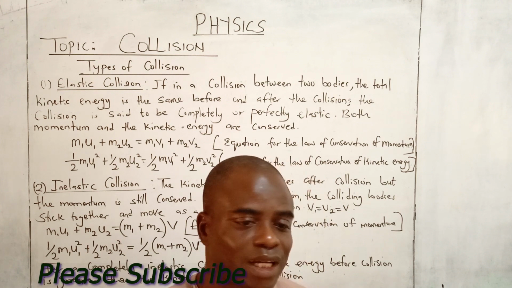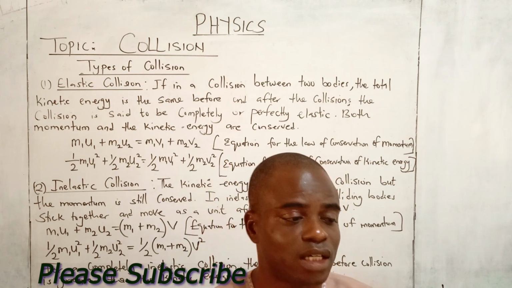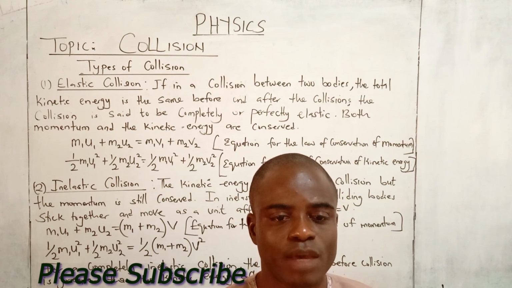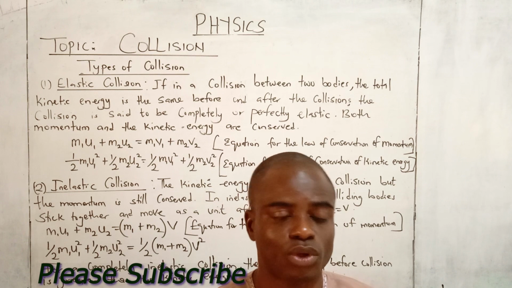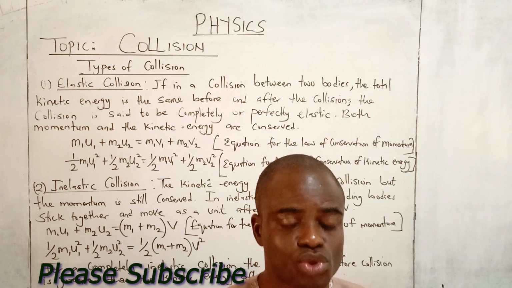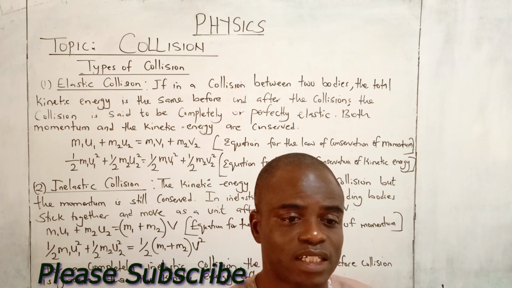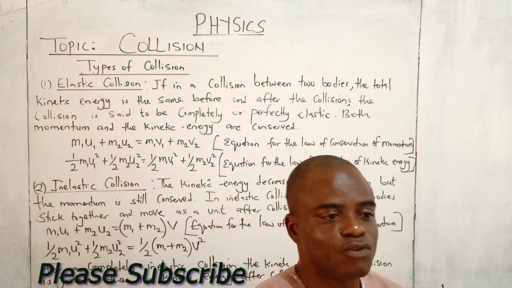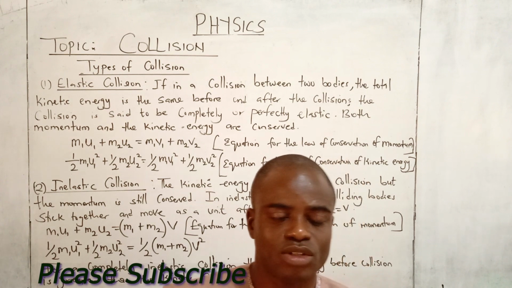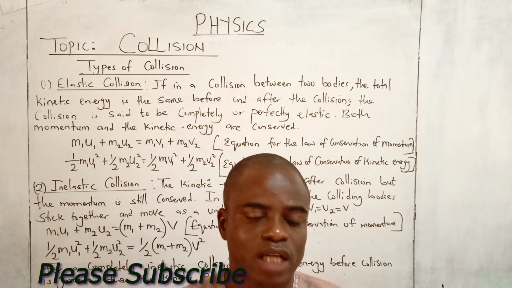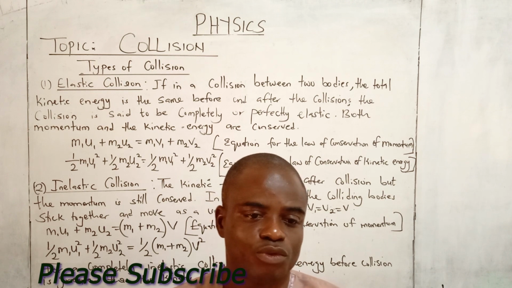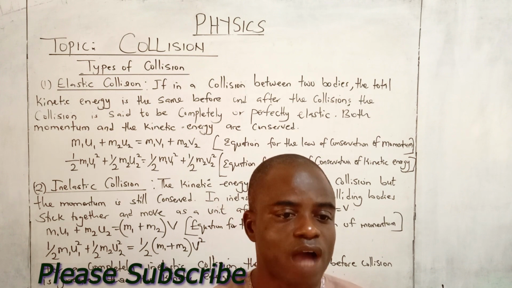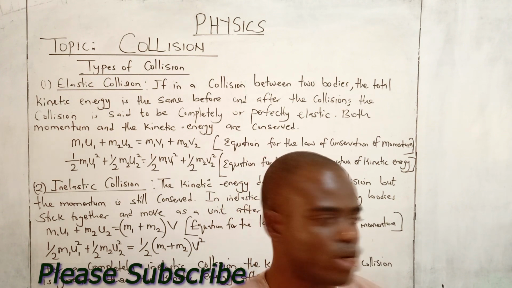But when you talk about the law of conservation of kinetic energy, you just put half m1 u1 squared plus half m2 u2 squared. Just use the formula for kinetic energy. When it is initial, when the two bodies are colliding, change the v to u. But when you get to the final, change it to half m1 v1 squared, where 1 means the first object, while 2 means the second object, plus half m2 v2 squared. You see it?